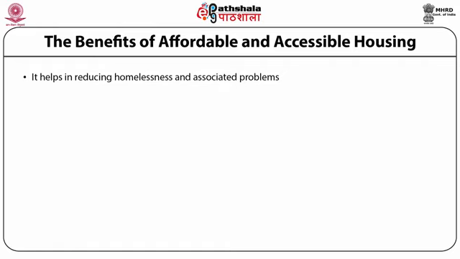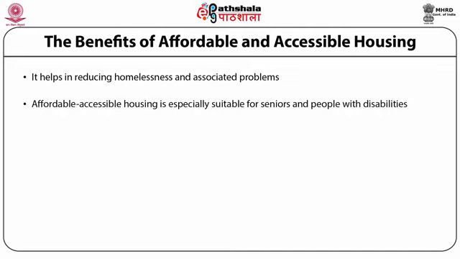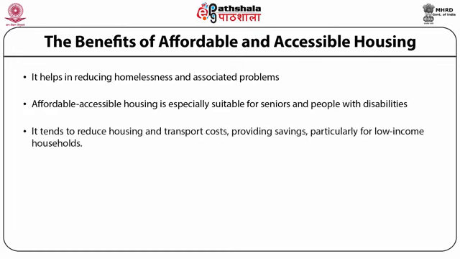It helps in reducing homelessness and associated problems. This type of housing is suitable for people who are currently or at risk of becoming homeless. Affordable, accessible housing is especially suitable for seniors and people with disabilities. It increases household savings and affordability. Affordable, accessible development tends to reduce housing and transport costs, providing savings particularly for low-income households.